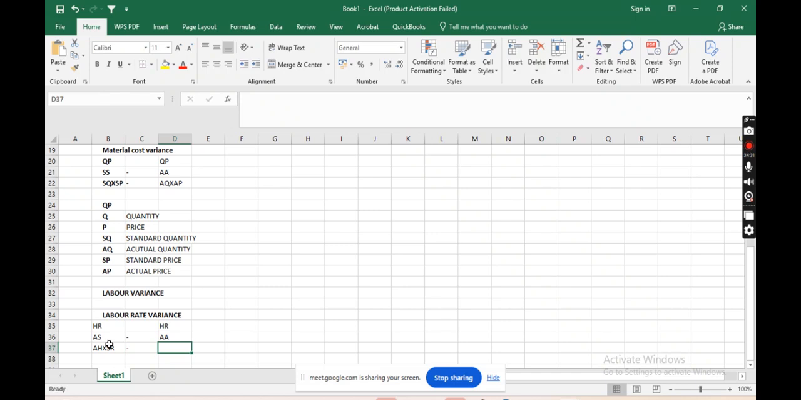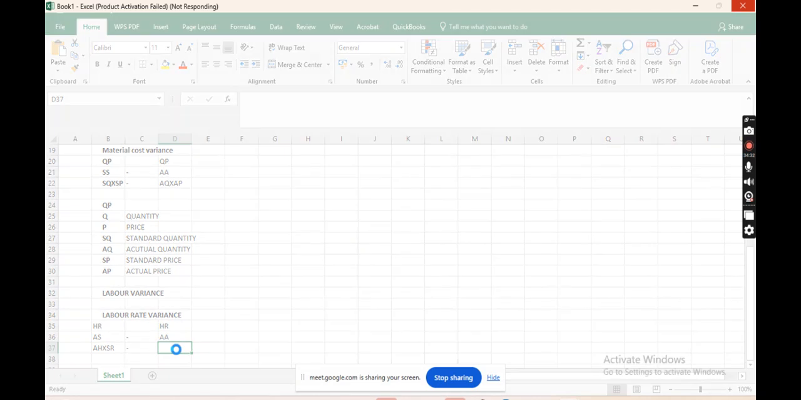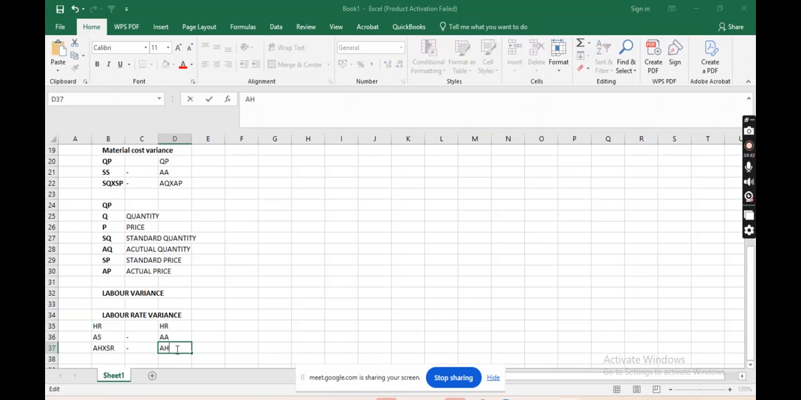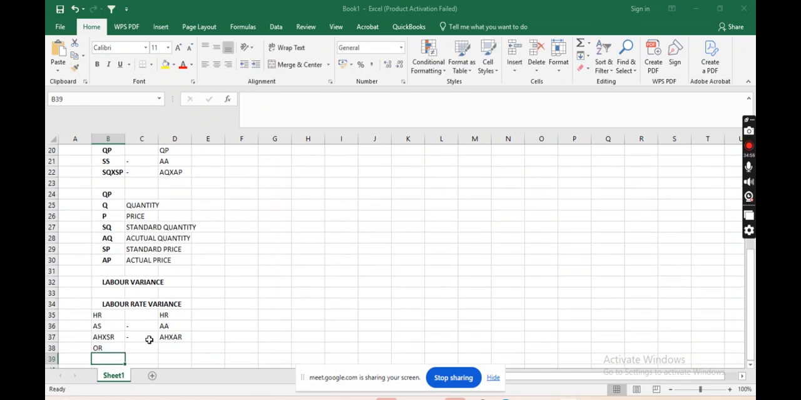Then have the actual hour times the actual rates, right? Actual hour times what? The actual rates. So you can leave it at this, or you say, oh, what is common here? The actual hour is common. Is that not so, class? The actual hour is what is common.